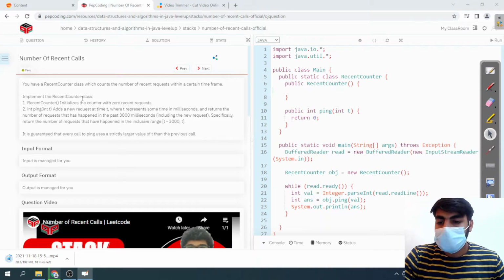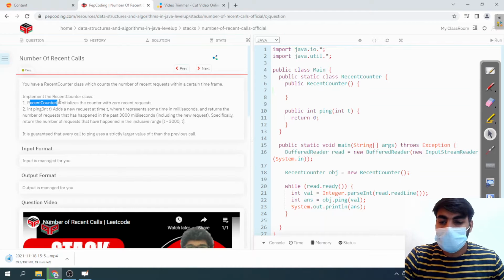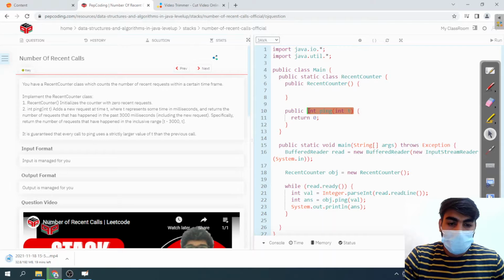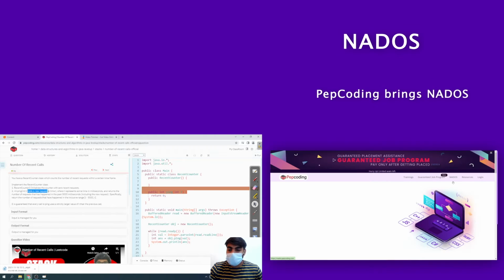Implement the recent counter class. Okay, so in this we have the recent counter constructor which initializes the counter with 0 recent requests. So this is the recent counter constructor which initializes the counter with 0 recent requests. Okay, now we have an int type, return type function, ping. Okay, int type ping function, and they are saying it adds a new request at time t.